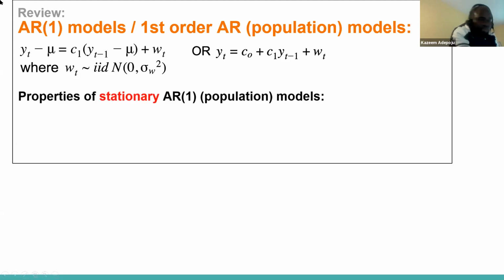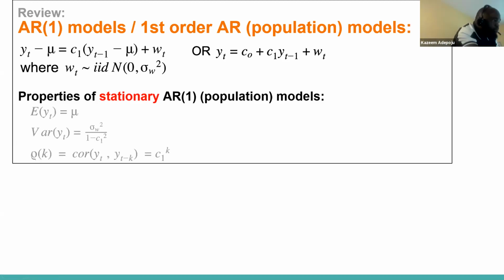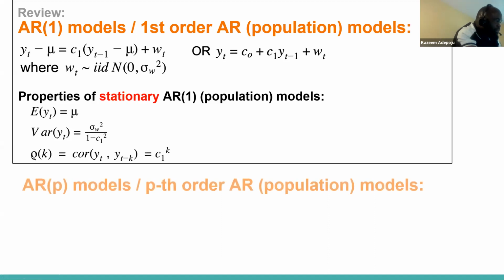Okay, so the properties, I also remember I walked you through the properties of the stationary AR1 population model. And what you need to figure out properly is how to get the mean, how to get the variance, and how to get the autocorrelation value at any given lag. Of course, these are theoretical formulas, and of course, the absolute value of C1 must be less than 1, okay? So I think you know that.